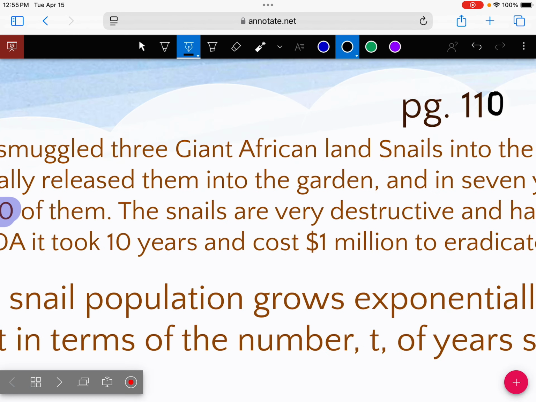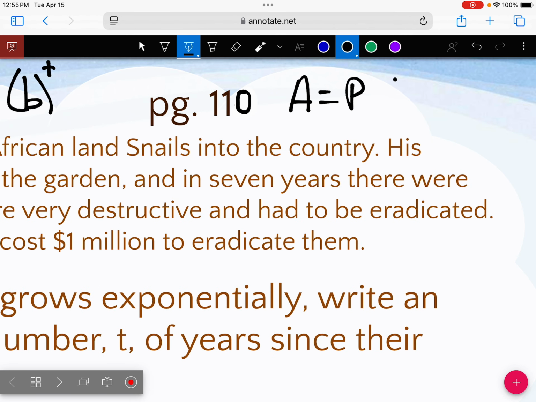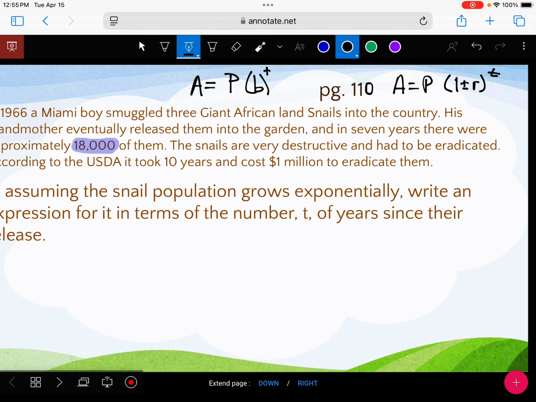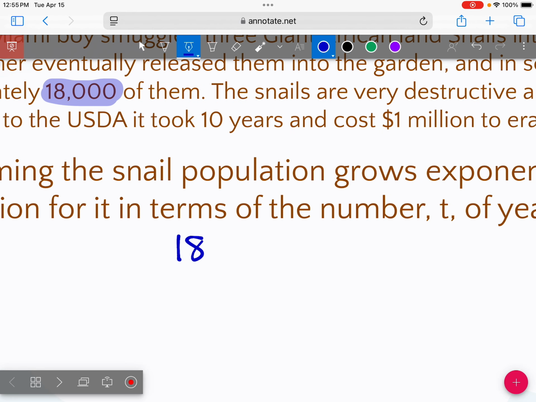So we typically think about exponential functions with our A equals P. We might have our base to the t, it might be like this, or we might have our P(1 plus or minus r). There's two different ways of thinking about this equation to the t. So we know that that 18,000 is what they have eventually, the total that exists.